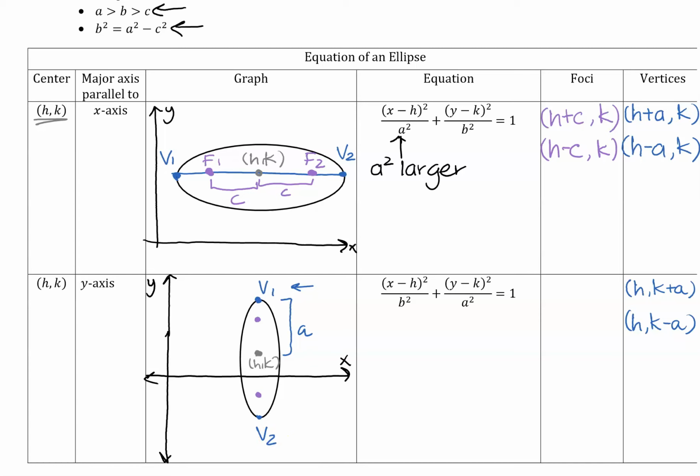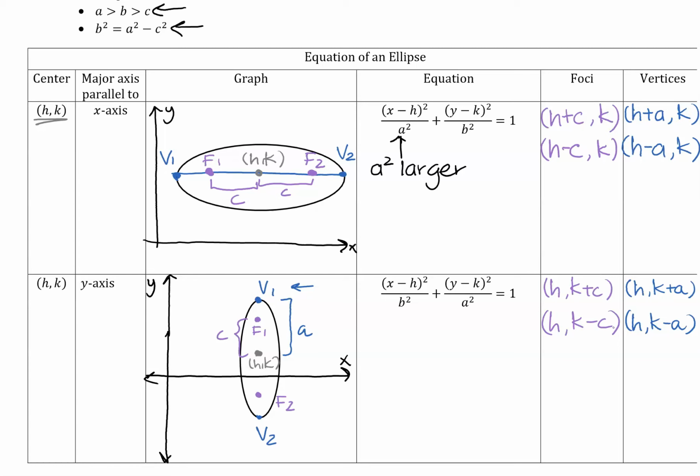For the foci, the distance between the center and the focus is c. So let's call this F1, and it doesn't matter which one we call F1 or which one we call F2. That's irrelevant. F1 is c units above the center. So the x coordinate will stay the same, and I will add c to the y coordinate. F2 is c units below the center. So the x coordinate will stay the same, and I will subtract c units from the y coordinate.